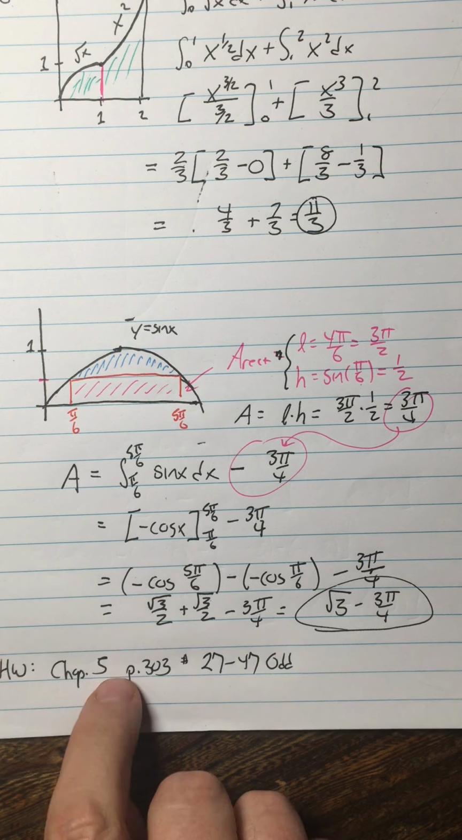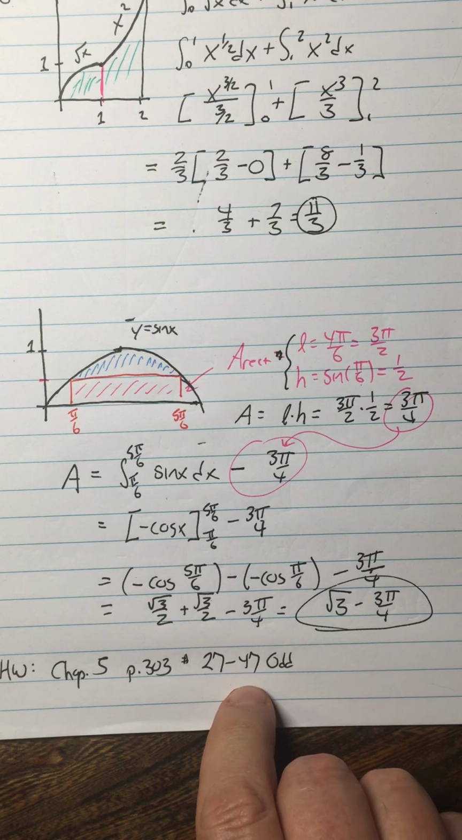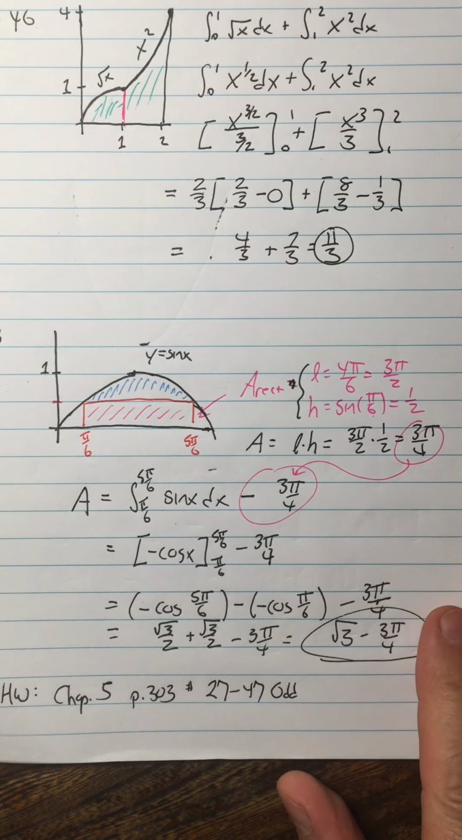All right, so there you go. Your homework is page 303, number 27 to 47 odd. Have a ball.